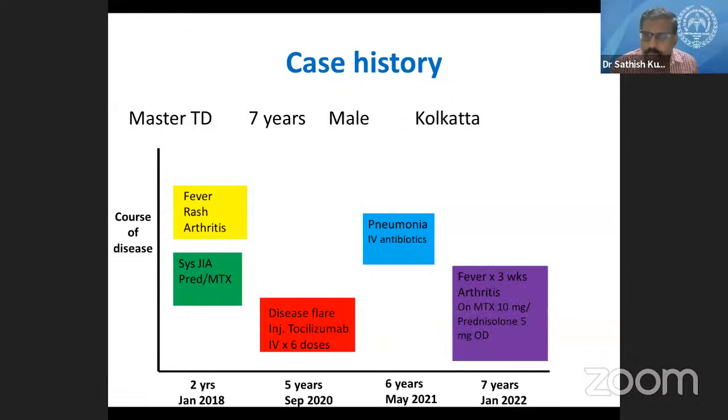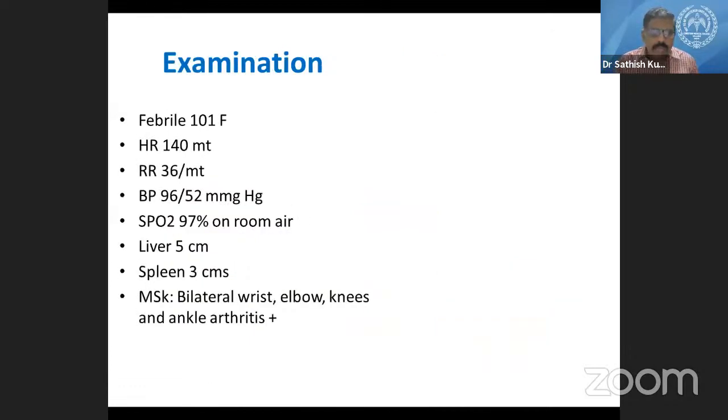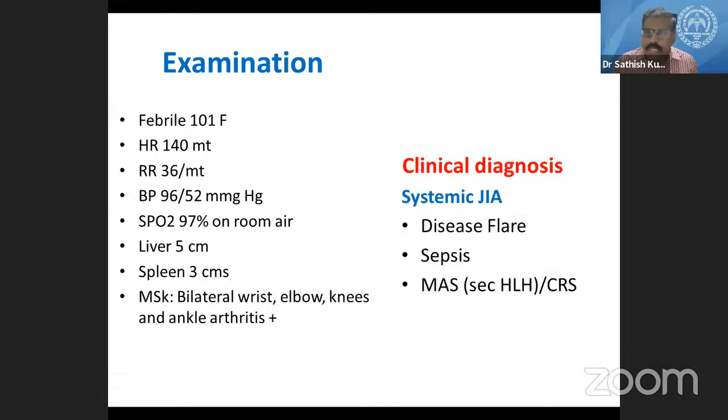This time, on January 21st, the child came to us with fever for 3 weeks and worsening of the arthritis, and this time the rash was not predominant. The child was already on 10 milligrams of methotrexate and prednisolone 5 mg once a day. On examination, the child was febrile, had a slightly high heart rate, and borderline BPs, but was saturating in room air. She had hepatosplenomegaly and arthritis involving the elbows, knees, and ankles. The clinical diagnosis, as with any child with systemic JIA who comes with fever and worsening arthritis, we think of a disease flare. Because the child had been immunocompromised for the last 4 years, we considered sepsis. And again, we considered MAS, which is also called secondary HLH or cytokine release syndrome.